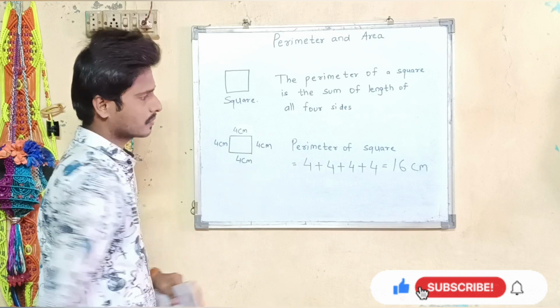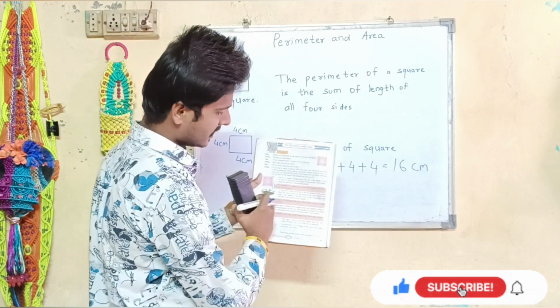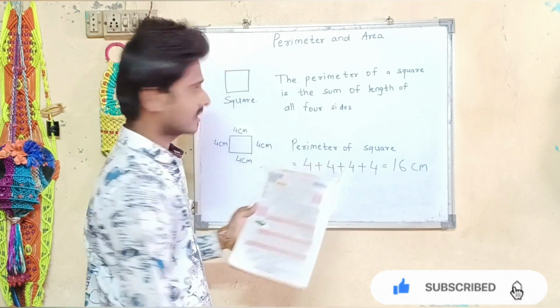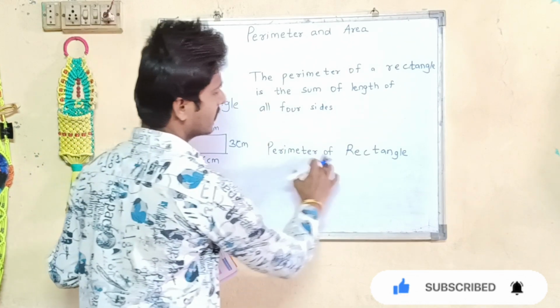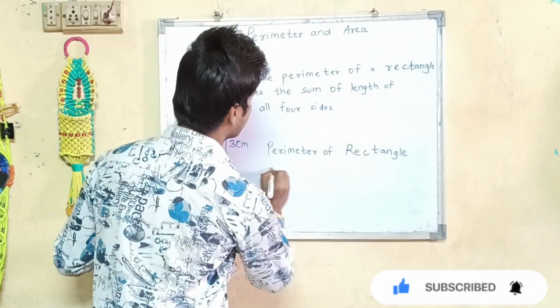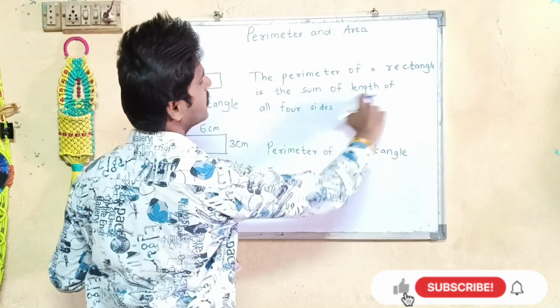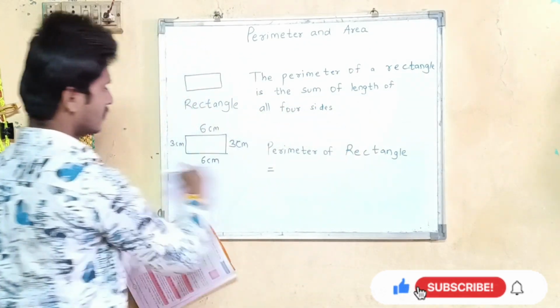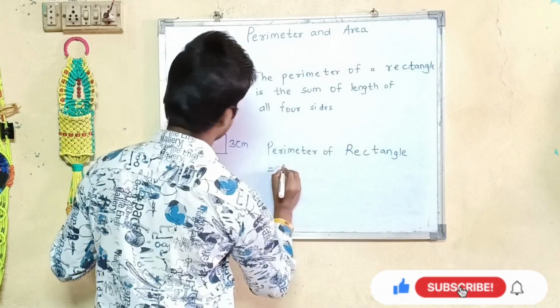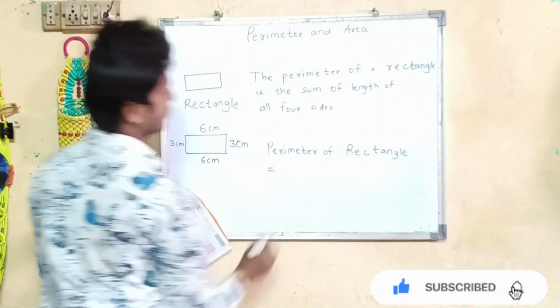This is for the square. Below the square, a rectangle and a triangle are given. This is a rectangle, we can write perimeter of rectangle. So again we have to add the sum of the length of all the four sides. So just we have to add the given four sides. So I will start from here.